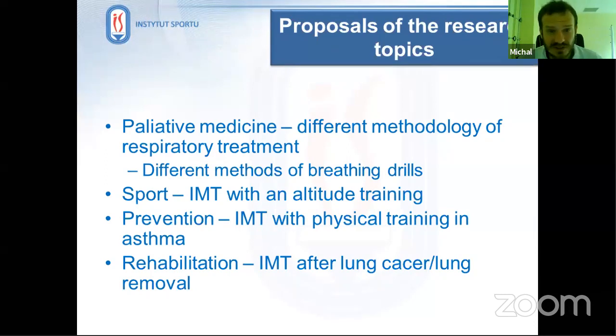and check if there will be different outcomes of our experiment. In sport, maybe inspiratory muscle training with altitude training, with humid training, with other condition training to check if it will support increase in performance. In disease prevention, maybe inspiratory training compared with physical training or together with physical training in asthma patients or in allergy patients who have problem with breathing. In rehabilitation, maybe to support rehabilitation process in a person with lung cancer, after lung removal or after some accidents connected with the chest or abdominals, which will decrease the work of inspiratory muscles.